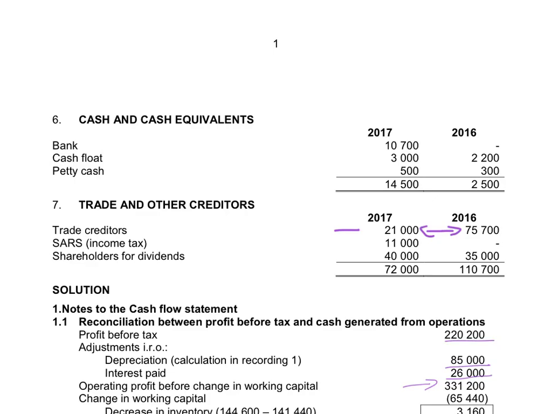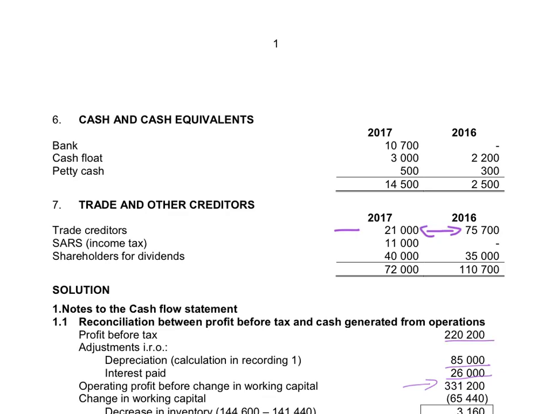If we look at the information, we can see that the dividends paid out in the current year is not given to us, and they also didn't give us the amount that was declared during the year. If the income tax or the profit or the dividends is not given to you, you have to open a retained income account and determine the unknown figure by balancing the account.